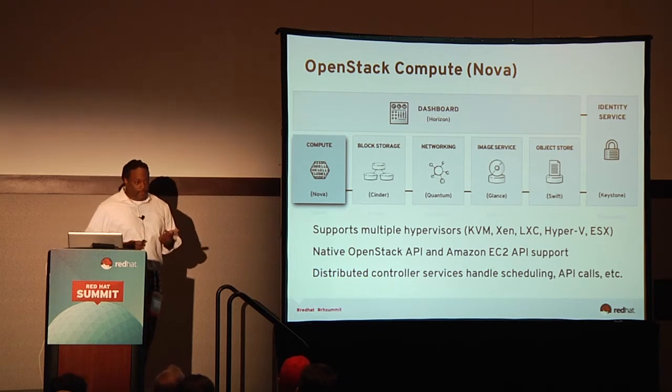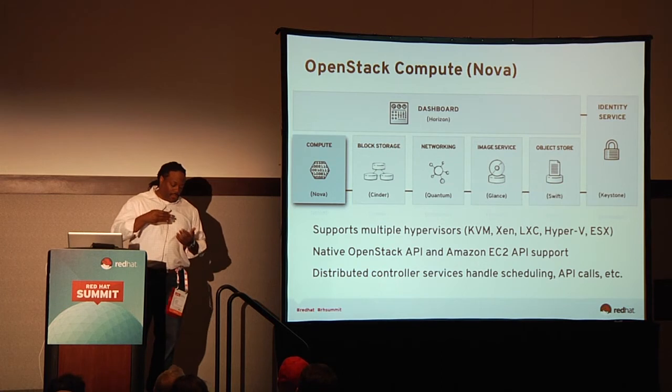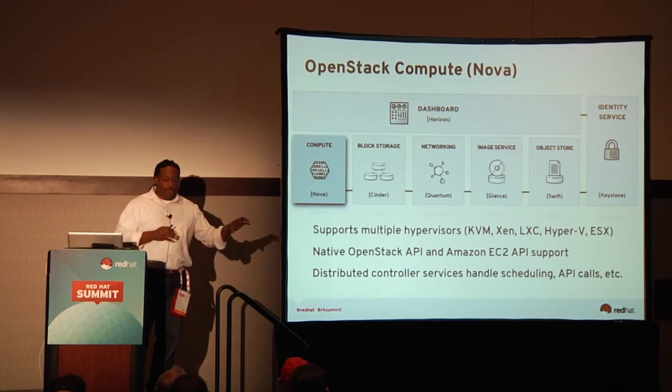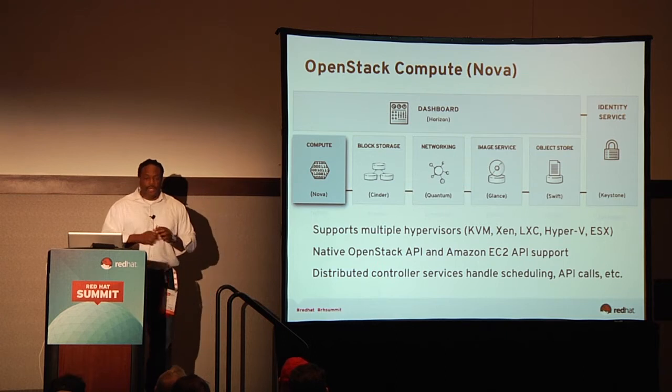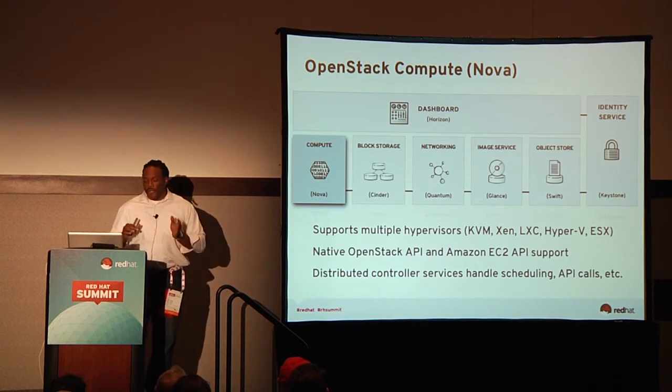So Nova does scheduling. So when a virtual machine instance request comes in, and we'll walk through the flow, Nova decides what compute host to put that on, and then there's a separate component of Nova that actually runs on the hypervisor that does the heavy lifting in terms of requesting services and such.